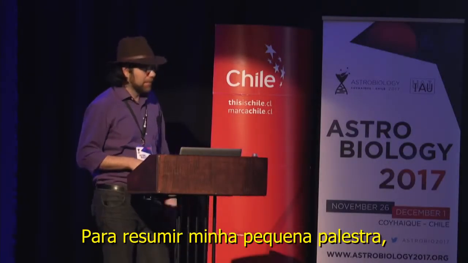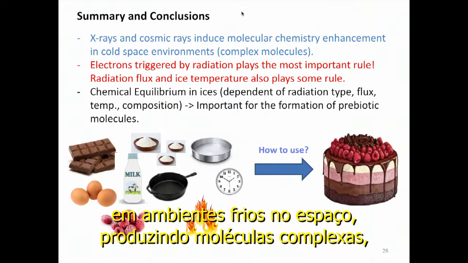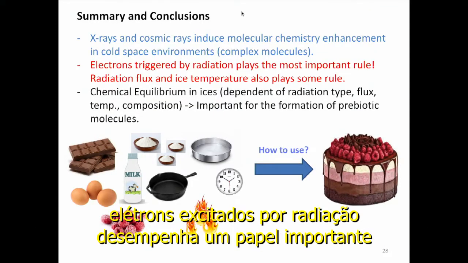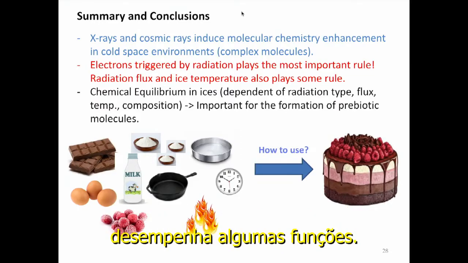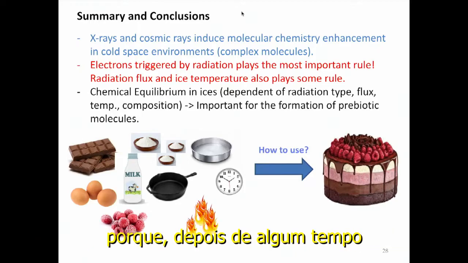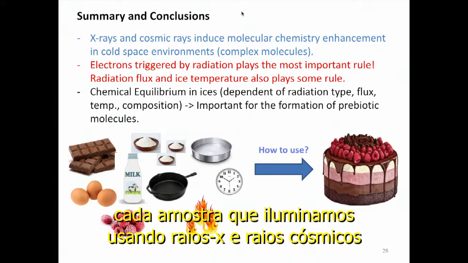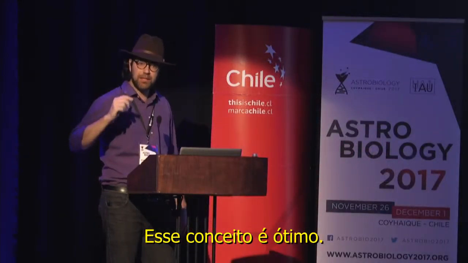To summarize my short talk, X-rays and cosmic rays induce molecular chemistry enhancement in cold space environments, producing complex molecules. Electrons triggered by radiation play the most important role, but radiation flux and ice temperatures also play some roles. The concept of chemical equilibrium is important because after some time, every sample we illuminate, using either X-rays or cosmic rays, reaches a chemical equilibrium. This concept is quite nice.